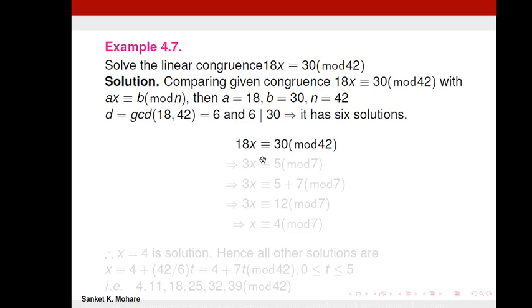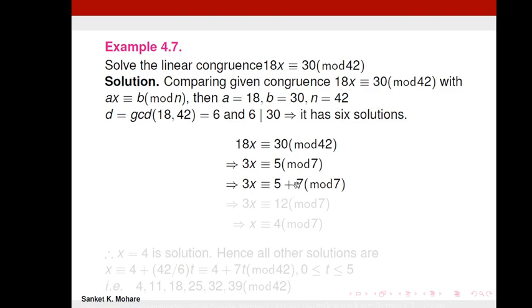Now 18x is congruent to 30 modulo 42. This implies 3x is congruent to 5 modulo 7, as 18 is divisible by 6, 30 is divisible by 6, and 42 is also divisible by 6. If we observe this congruence, we can easily say that x equal to 4 is a solution, but we still have to prove how. Now this implies 3x is congruent to 5 plus 7 modulo 7.